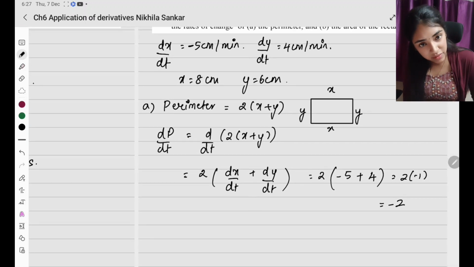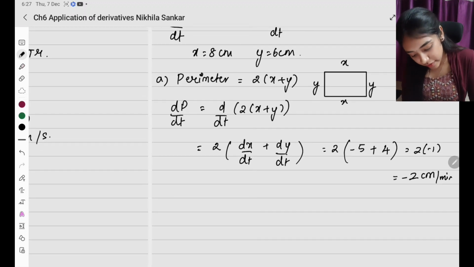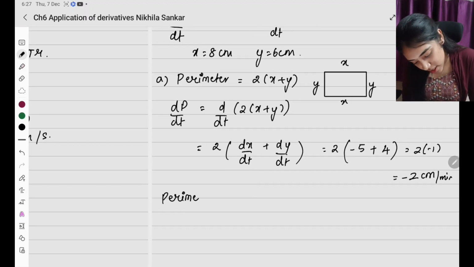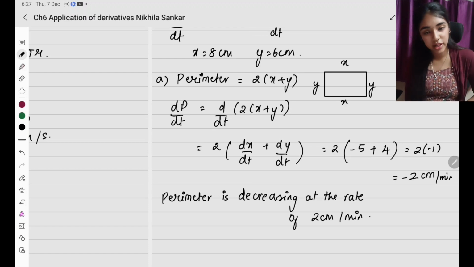In the answer we have a negative, which means the perimeter is decreasing. The unit is centimeter per minute. So how do you write the final answer? Perimeter is decreasing because you got the answer in minus. Perimeter is decreasing at the rate of 2 cm per minute. Okay, this is how you write your final answer.